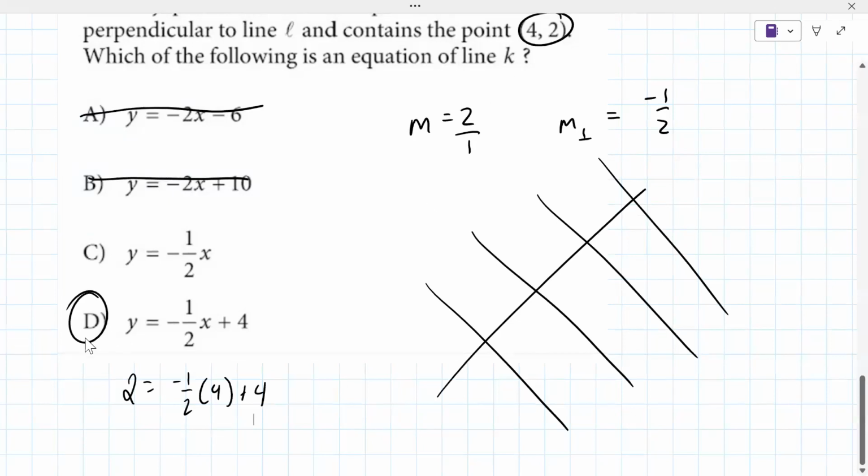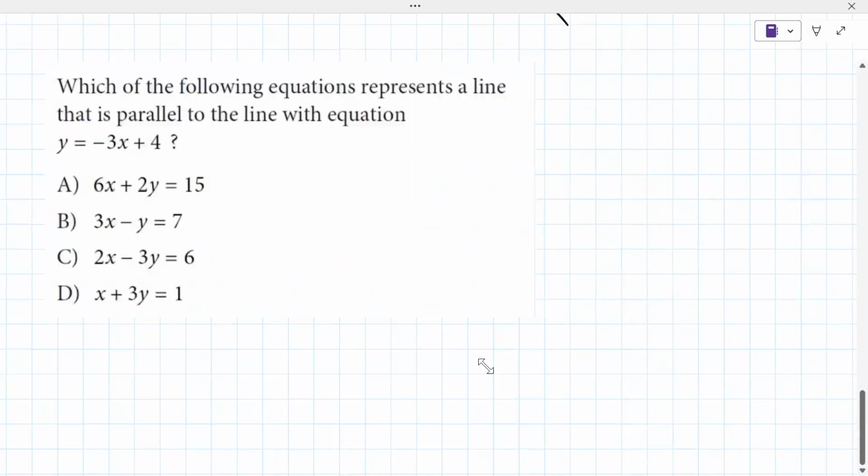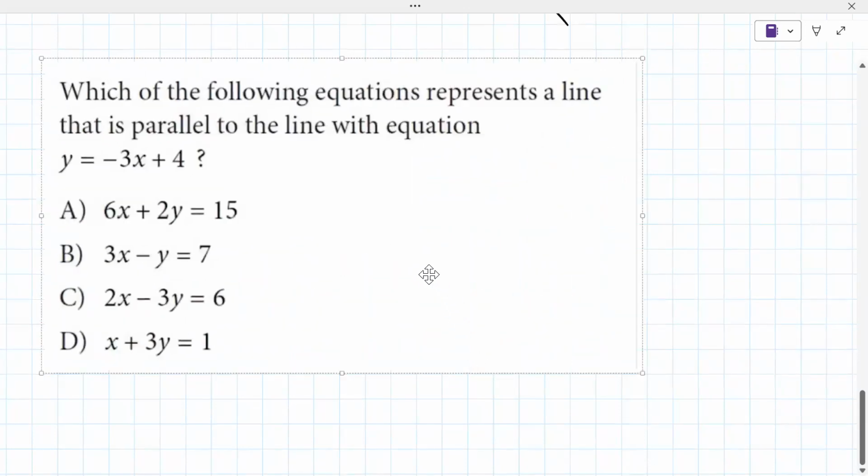Okay. But like we've talked before, there's usually something you can do to eliminate some of the answers. Is that okay? All right. Let's look at a parallel problem here. Parallel. All right. So which of the following equations represents a line that is parallel to the line with this equation?